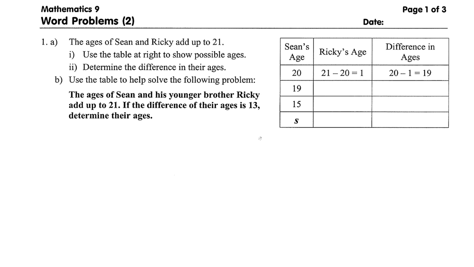So I'm going to look at this problem over here. So we just look at part B. The ages of Sean and his younger brother Ricky add up to 21. If the difference of their ages is 13, determine their ages.